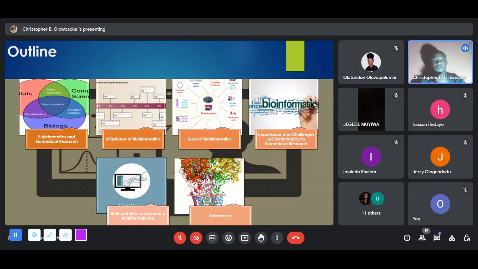For this talk, we are going to be going through this outline. From the beginning, I have bioinformatics and biomedical research. Going to that, we go to milestones of bioinformatics, that is the history and discoveries in bioinformatics that led up to what we are doing today in the field. Then we go to the goals of bioinformatics.